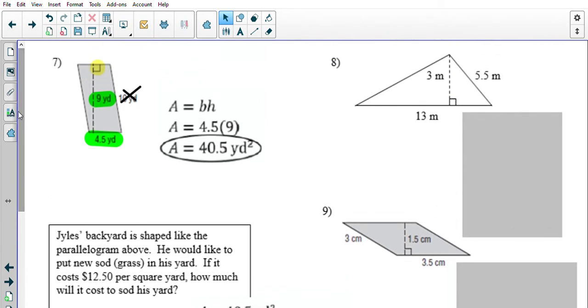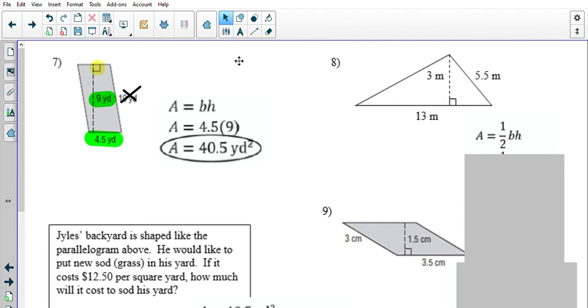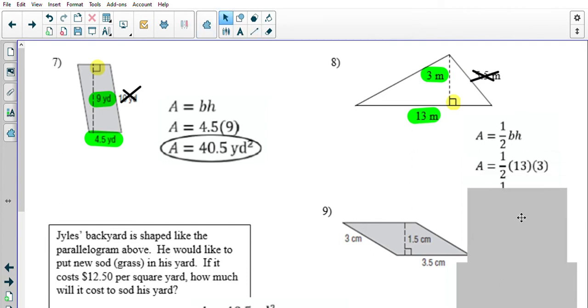All right, number 8, we've got a triangle. So the formula we're going to use is half times base times height. Our base and height intersect at a 90-degree angle, which I see here. My height is 3. My base is 13. It means I do not need to use the 5.5. So I'm going to do half times 13 times 3. That's going to get us half times 39, and half of 39 is a decimal, 19.5 meters squared. Don't forget those labels, even in your notes. They are going to be really important for us.